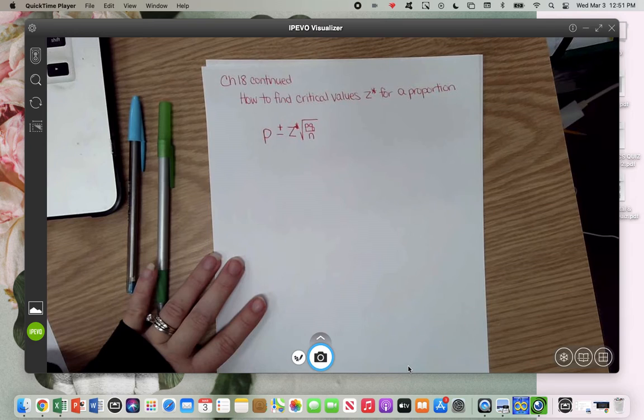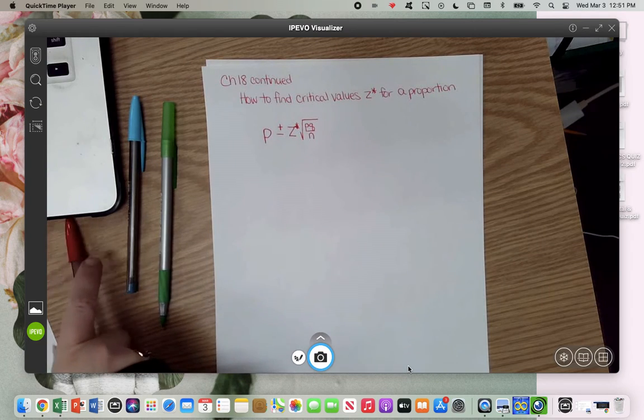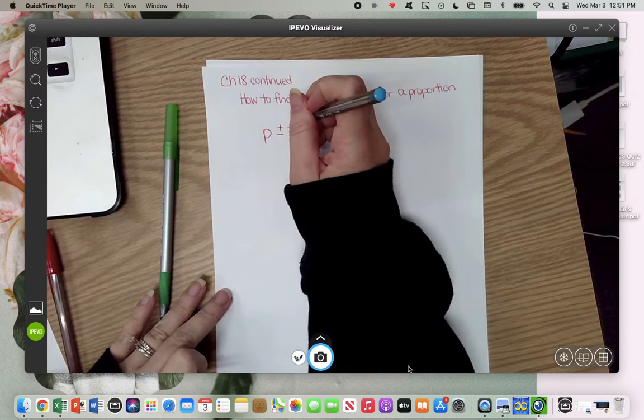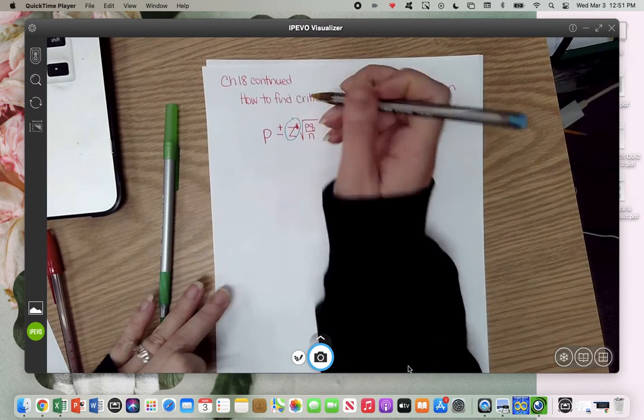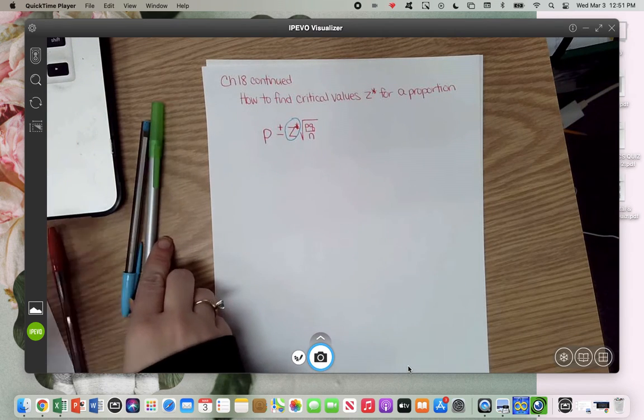We're still working with normal distributions. And so we will actually be looking at the z table today. So this is what we are going to focus on. We are only focusing on that z value.